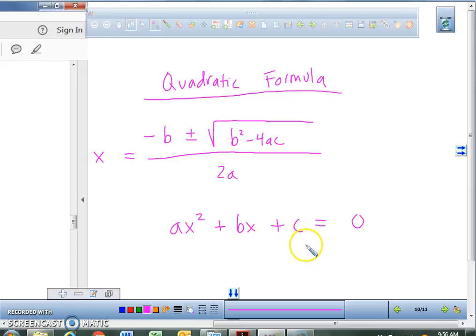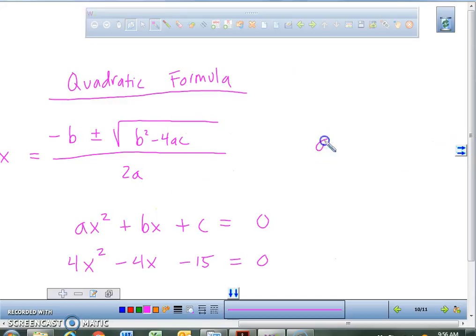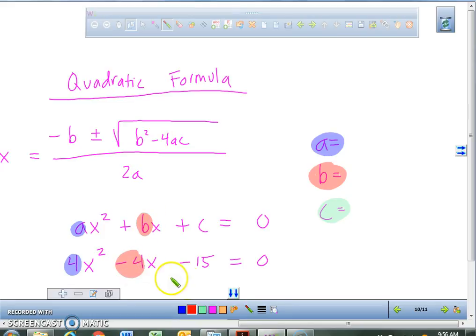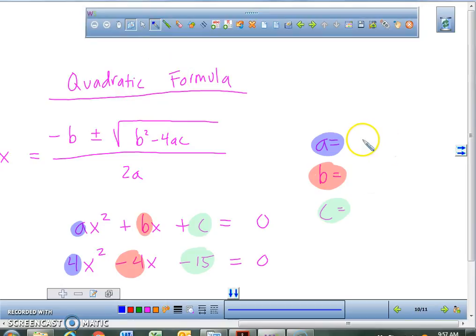So if we look at problem number 4, our equation is written as 4x squared minus 4x minus 15 equals 0. In order to use the quadratic formula, we need to know what our a value is, what our b value is, and what our c value is. So I'm going to highlight a in blue, b in red, and c in green.